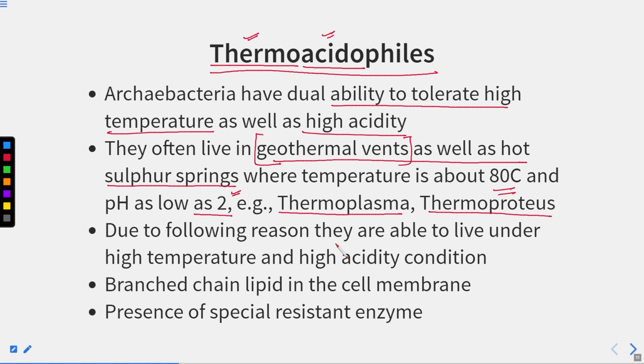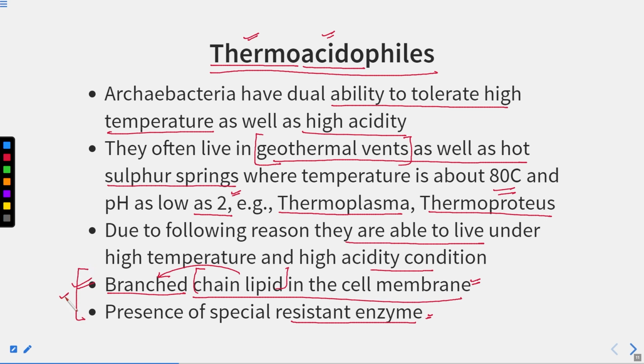So due to the following reasons, they are able to live under high temperature and highly acidic conditions. What are they? Branched chain lipid in the cell membrane. The lipid membrane is quite branched type, and there is the presence of a special resistant enzyme. They have a special type of resistant enzyme that can provide resistance against the high temperature as well as the high acidity that is present outside the cell, right? So this is very, very important.